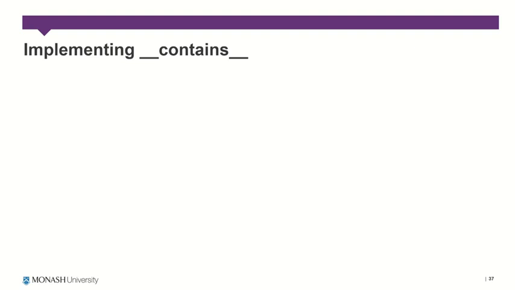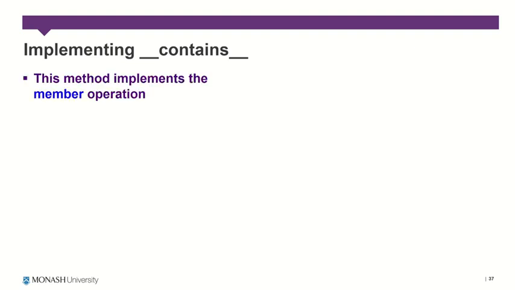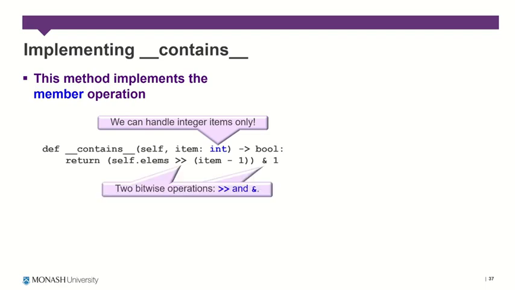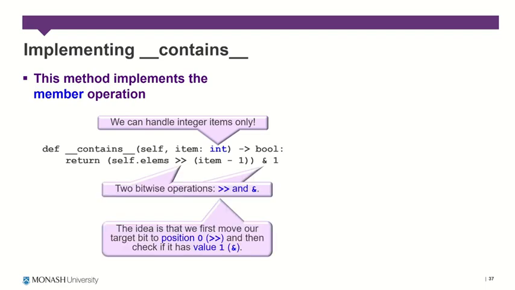So implementing the contains. This method implements the member operation. So we can handle integer items only. We're going to see if this bit is set to 1 or not. And the way we do that is we shift this bit all the way to the right and then AND it with 1, to say that if both of them are 1, then obviously this bit itself would also be 1. So that's how we do it: shift it over and AND it with 1 to see if this current bit item is contained in our set.